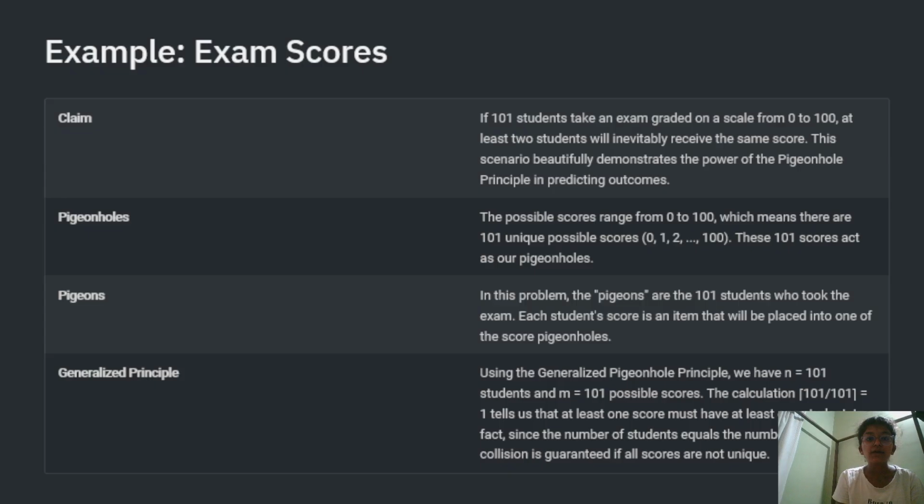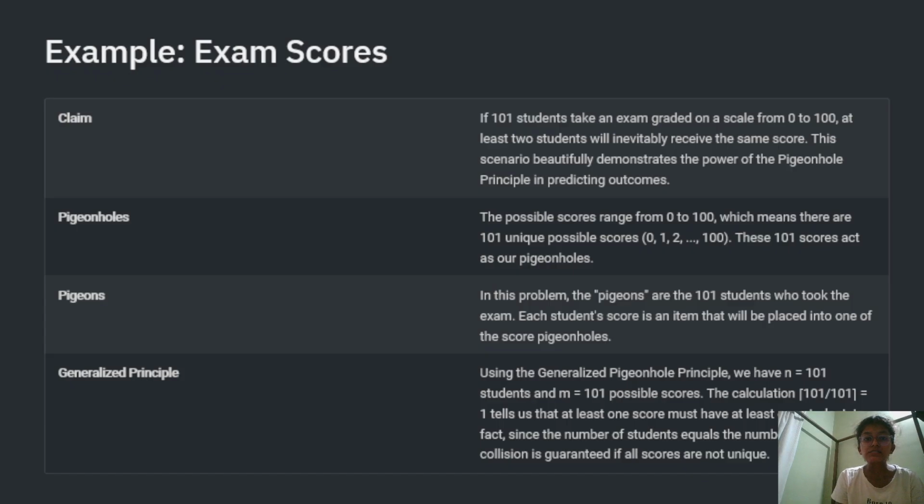Next, to depict the pigeonhole principle, we take exam scores as an example. The problem statement is like this: if 101 students take an exam graded on a scale from 0 to 100, at least 2 students will inevitably receive the same score. This scenario beautifully demonstrates the power of the pigeonhole principle in predicting outcomes.